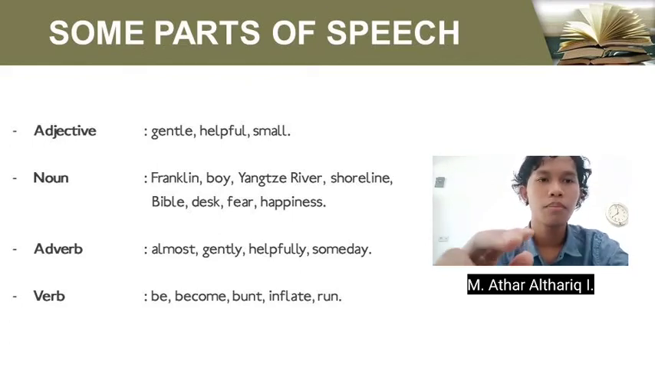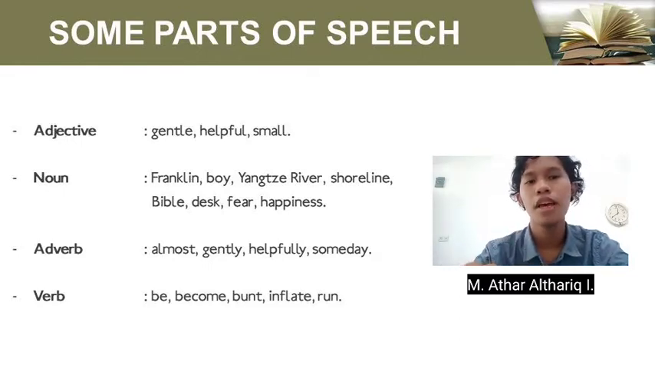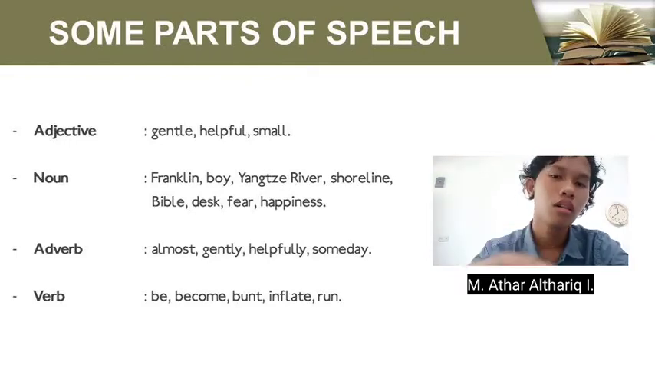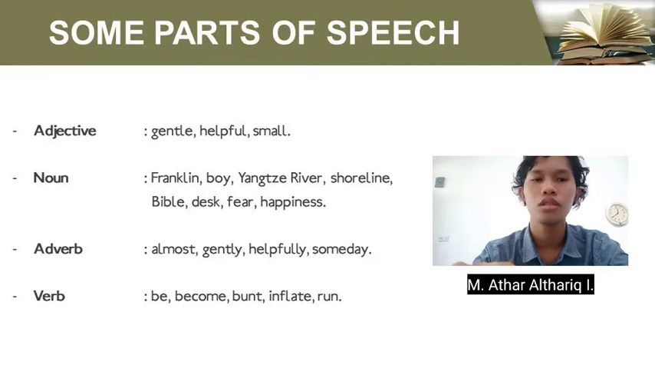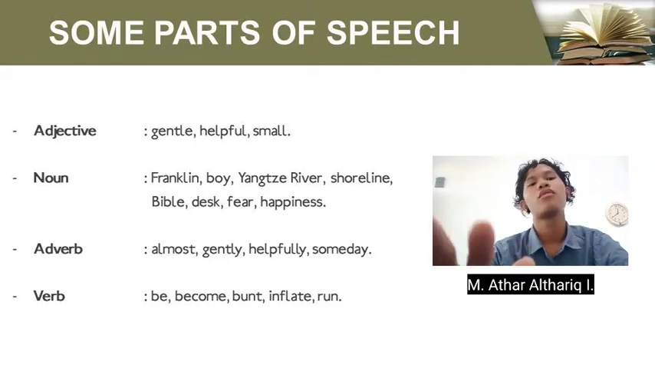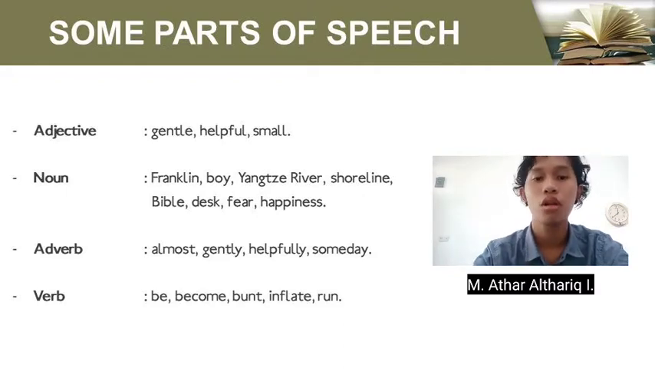Noun. A noun is a part of speech that names an idea, place, thing, person, or quality. The examples are Franklin, boy, Yangtze River, shoreline, Bible, death, fear, and happiness. All nouns can be classified into two groups, common or proper. Common nouns are more generalized by comparison, and they can be further divided into abstract, collective, compound, countable concrete, uncountable concrete, and verbal. Proper nouns refer to the individual name of a person, place, or thing. SpongeBob, Kawasaki, and Ninja are some examples of nouns.